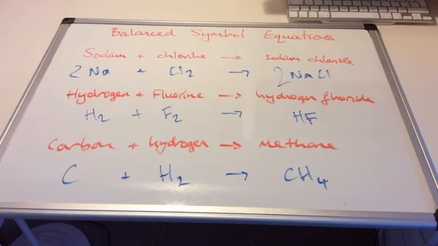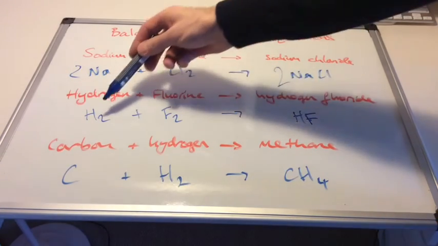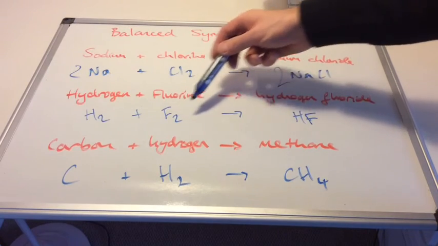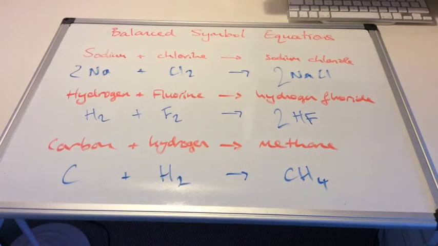Hydrogen and fluorine, so H2 plus F2 making HF. So we've got 2 hydrogens, only 1, 2 fluorines, only 1. So a 2 there will solve everything. And lastly, the carbon plus hydrogen one, C plus H2 making CH4.